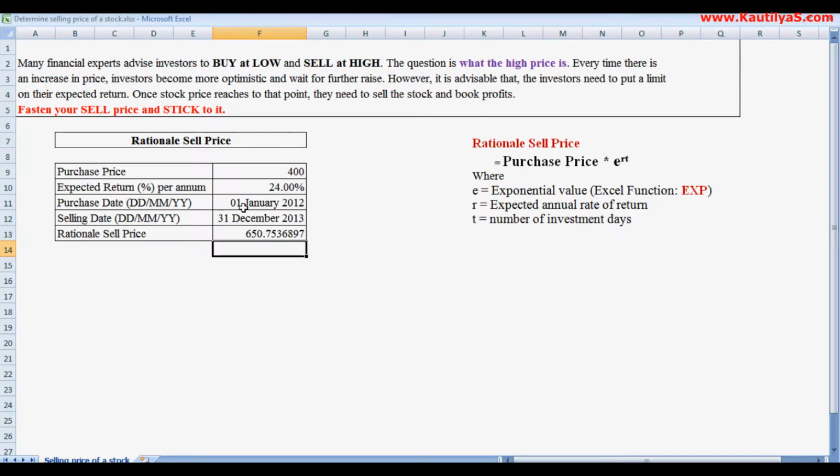By holding this stock for 2 years, you are with an expected return of 24%. If the stock reaches 650, then you need to sell it. So sell the stock, make a profit of your 24%, and in future, if you feel that the price will go further up, then reinvest. But the first thing is you book the profit on this stock.